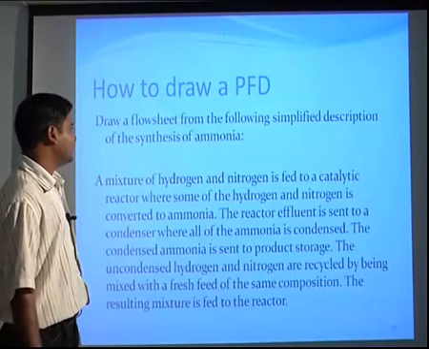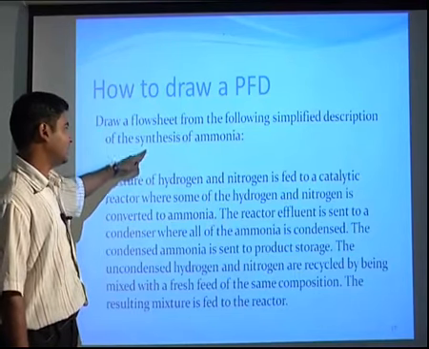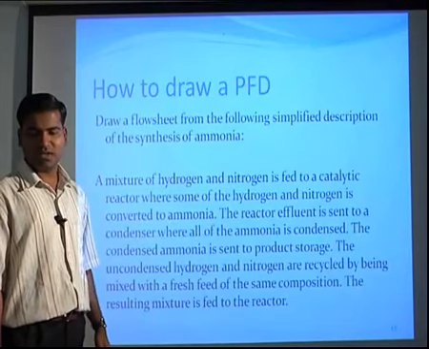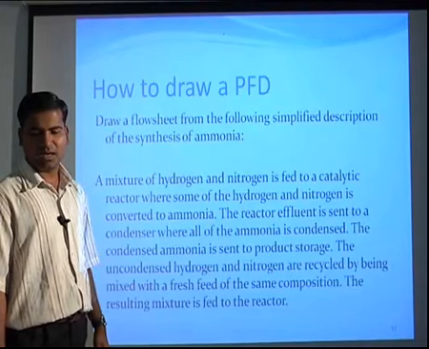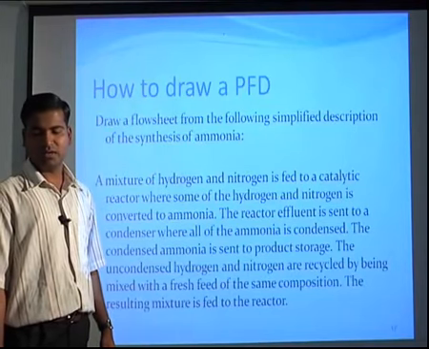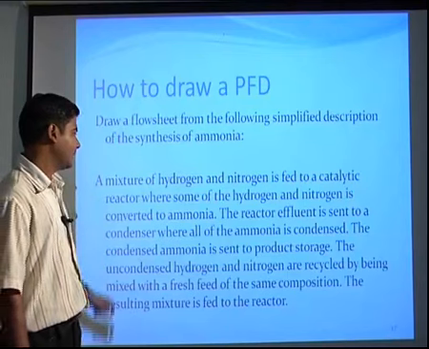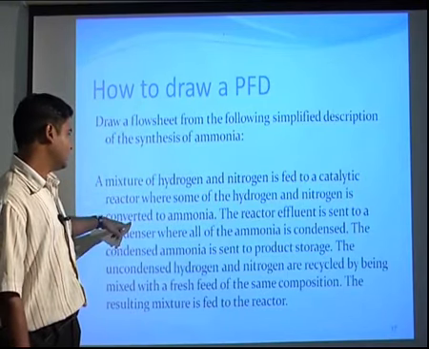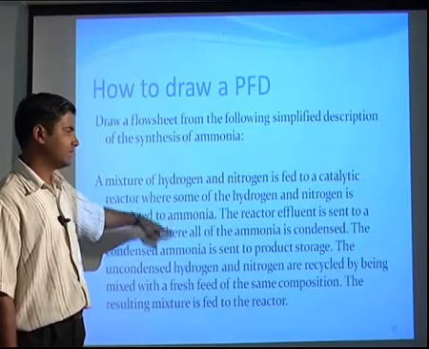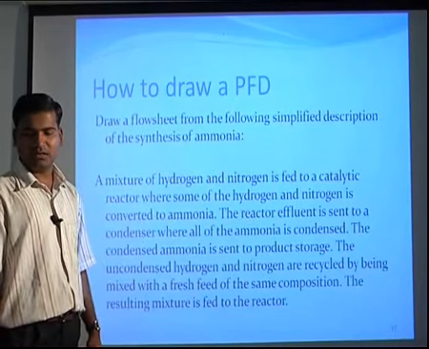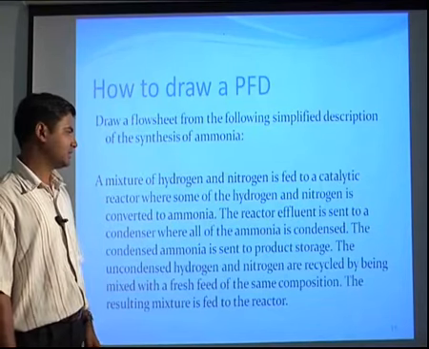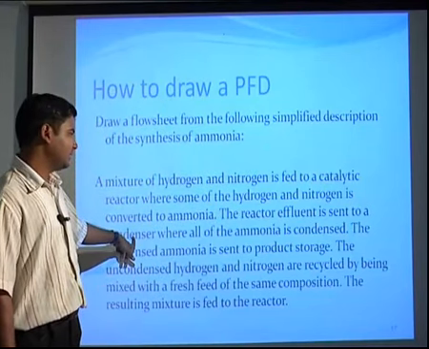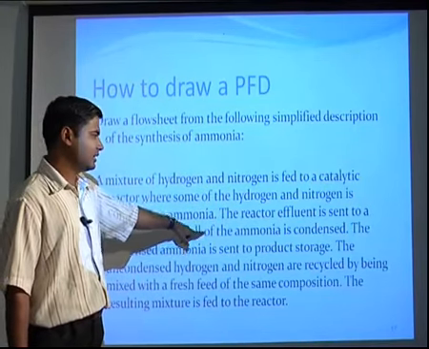So we will take a small example of the synthesis of ammonia. We will just read out what is given in the process. A mixture of hydrogen and nitrogen is fed to a catalytic reactor where some of the hydrogen and nitrogen is converted to ammonia. So it tells us what the reactants are: hydrogen and nitrogen, which are converted into ammonia. The reactor effluent is sent to a condenser where all the ammonia is condensed.